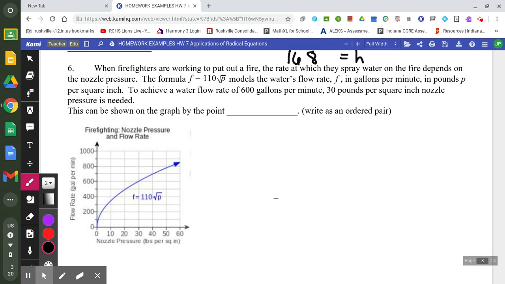This can be shown on the graph by the point, so I'm just going to find that point. The 600 gallons would be the information on this axis. And then the pounds per square inch would be this one. So I would be looking for the point 30, 600.